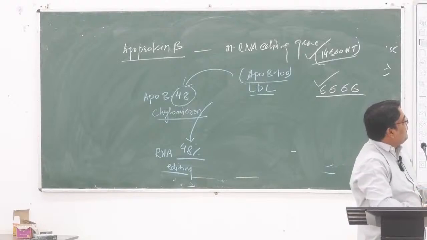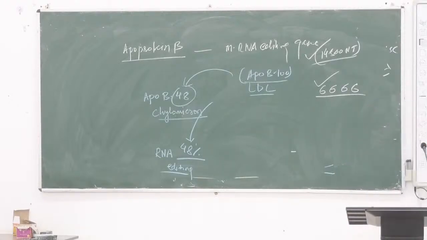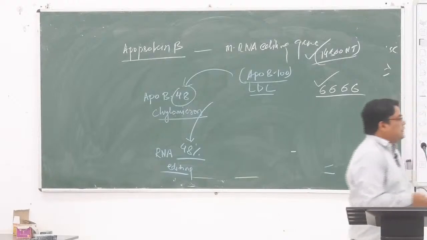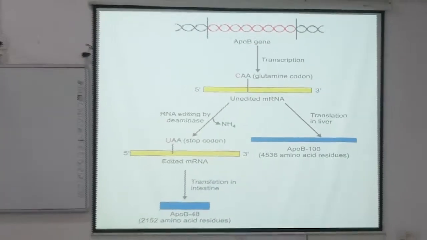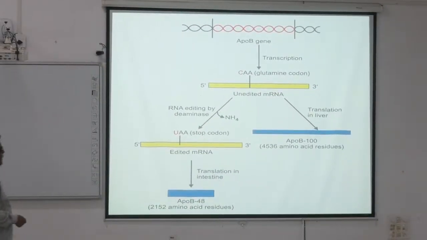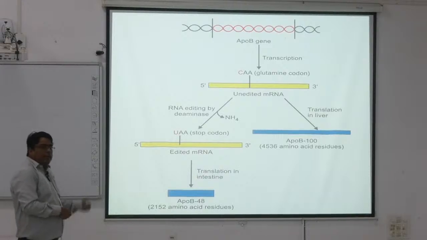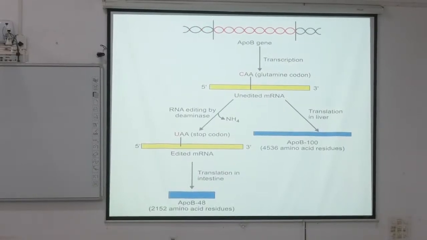RNA editing is a change in the base sequence of RNA after transcription. You will see the change in the base sequence of RNA. This is the base sequence, it is changed. What happened? This is called a stop codon, and it is translated in the intestine in the form of ApoB48. So this is RNA editing.